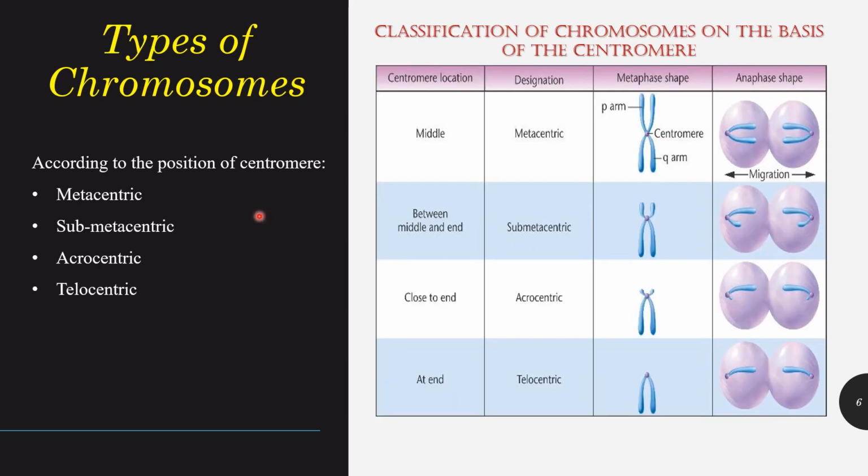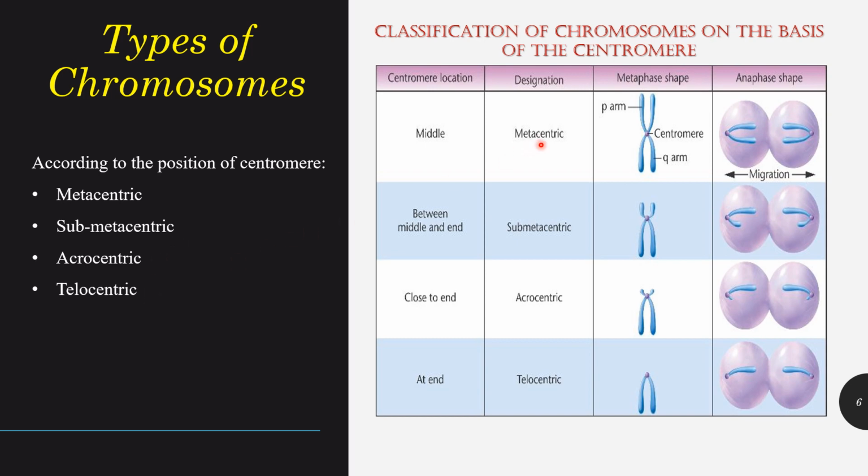Actually, we can classify chromosomes on different bases, like on the basis of centromere position or on functional basis. As I told you, that centromere is a region on the chromosomes where the spindle fibers bind during the process of cell cycle. Depending on the position of centromere, chromosomes can be classified into four basic types. These are the metacentric, submetacentric, acrocentric, and telocentric.